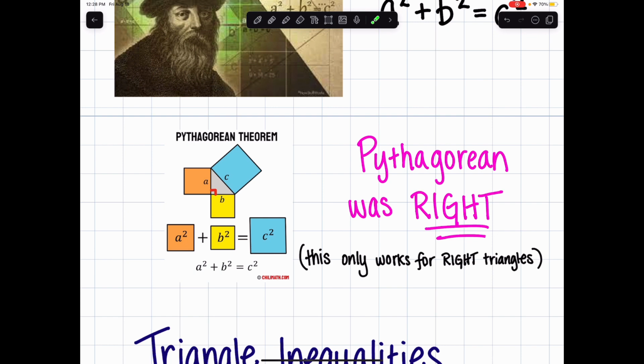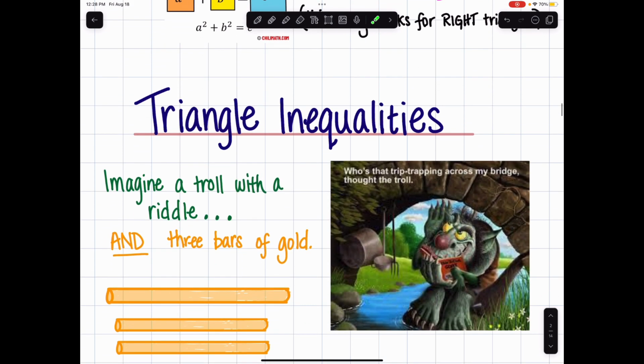Okay, what if it's not a right triangle? What if it's actually a triangle inequality? So that's what we're going to go over next. The first sentence in this part of the book I thought was super confusing. It says the sum of the lengths of any two sides of any triangle is greater than the length of the third side, whatever. Okay, that's hard.